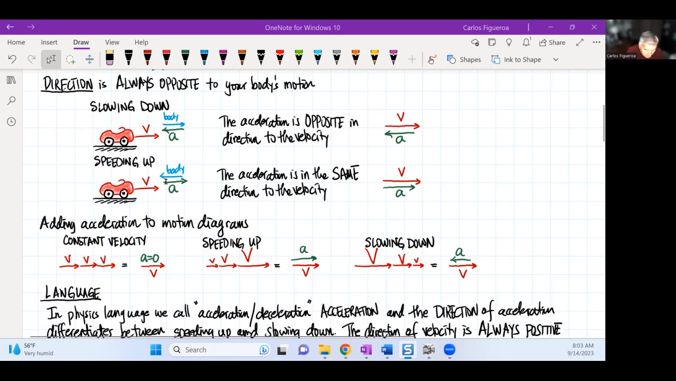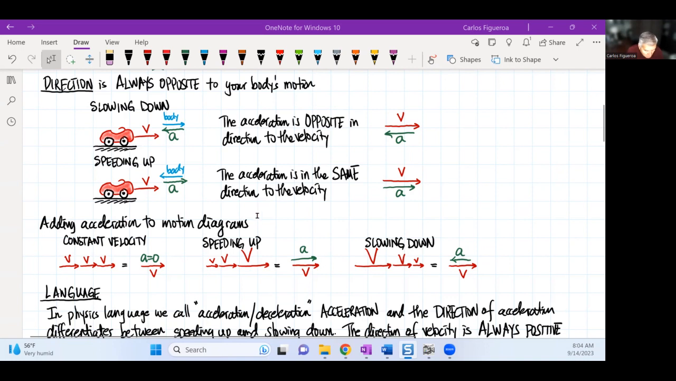If we're speeding up, our bodies get pressed into the seat. So therefore, the acceleration is opposite to our body's motion. This acceleration is in the same direction as the velocity. We define the direction of motion, the velocity, to always be in the positive direction. So you can see here that what we mean by opposite acceleration, it's opposite to the velocity. What we mean by the same as the velocity, it's in the same direction.